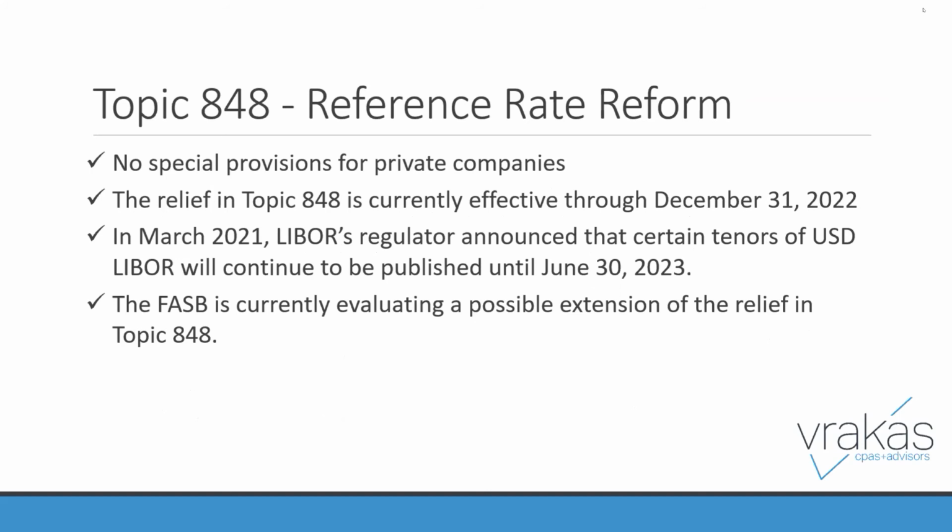But then earlier this year, the regulators announced that they were going to maintain LIBOR longer than they originally said. So they're going to continue publishing LIBOR until June 30th, 2023. In which case the FASB will most likely extend this standard to provide that relief for a longer period of time. However, they haven't actually done that yet. It's still on their agenda, but we do expect that it will be extended to coincide with the timing of the phase out of LIBOR.